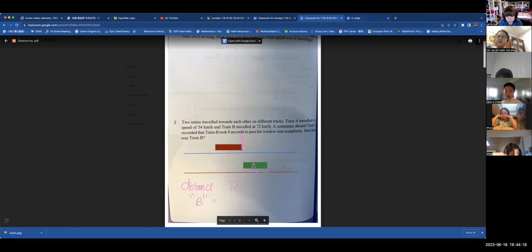Okay, so let's talk about the time and let's talk about the speed. The time we know: it takes train A 8 seconds. So it's 8 seconds, right? Now let's talk about what the speed is. So the speed is what? Are they heading to each other? They're heading to each other, right?